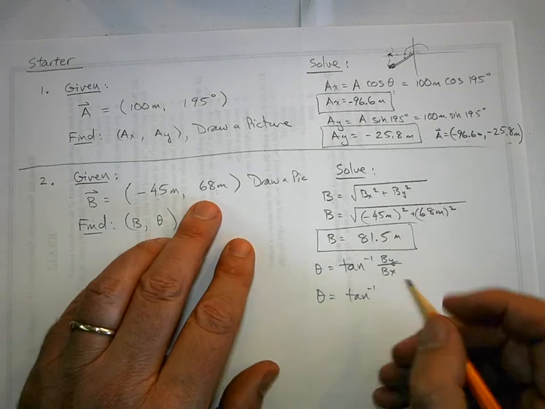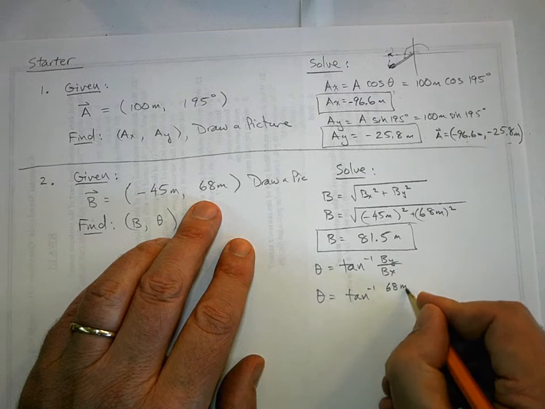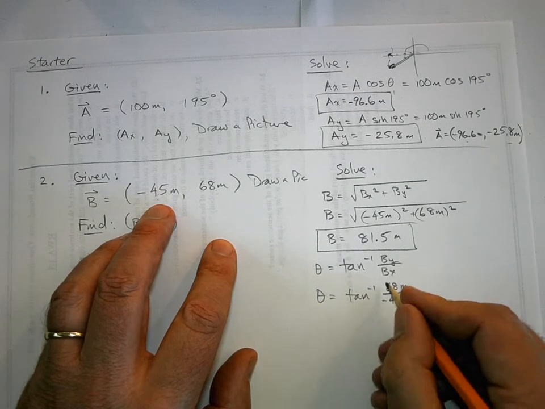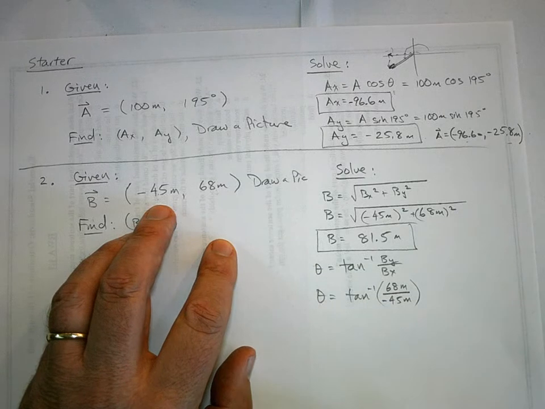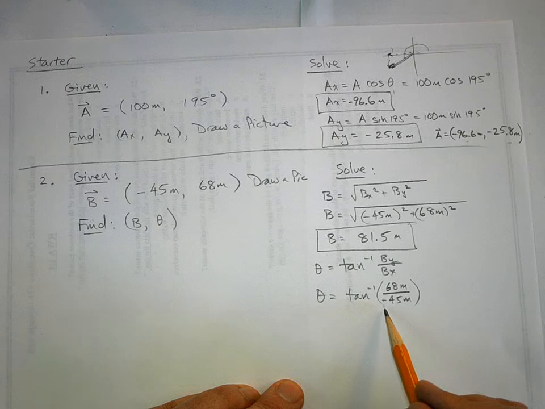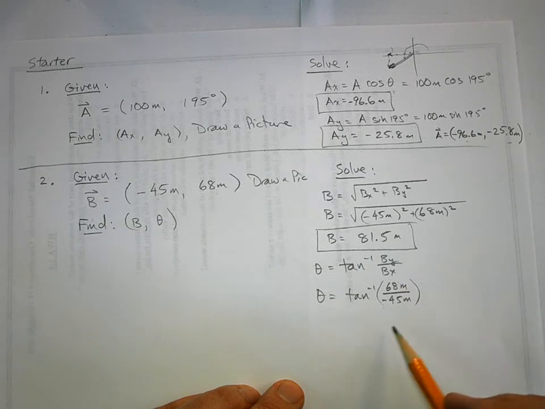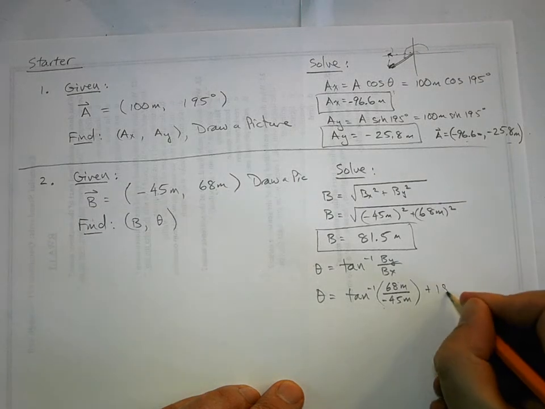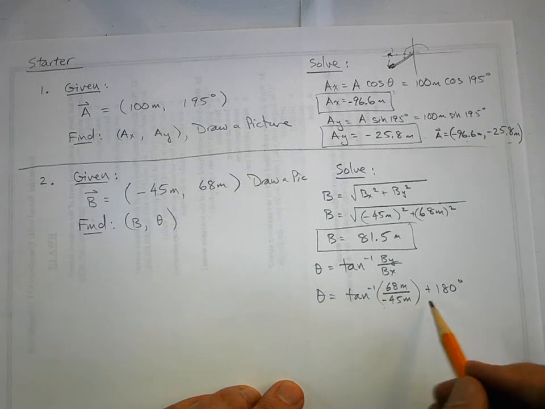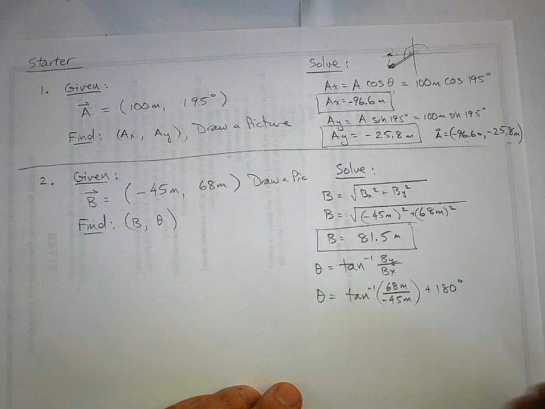Let's plug in our values. B_y is 68 meters. B_x is negative 45 meters. And this tells me I have to do something, doesn't it? What am I going to have to do? I'm going to have to add 180, because this negative 45 with a positive 68 means I'm in the second quadrant. Your calculator cannot handle the second quadrant, so you're going to have to add 180 degrees. This will give you a negative angle, plus 180 degrees.